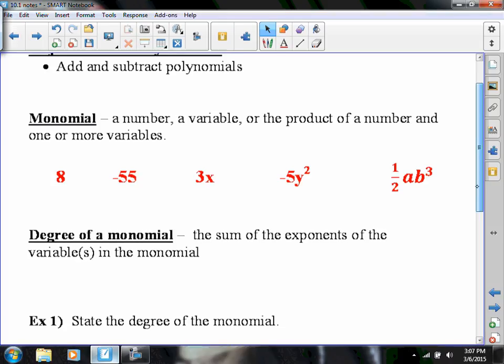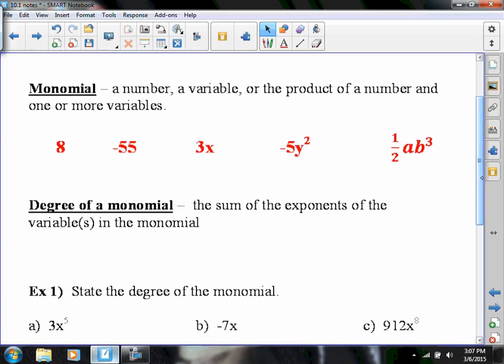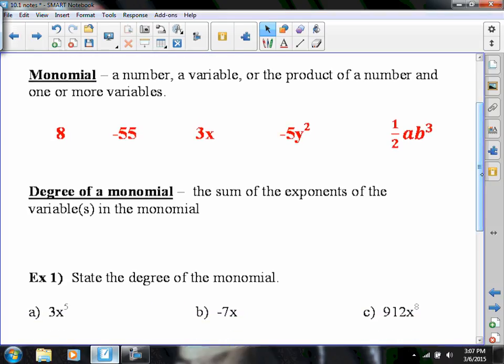And we have to talk about the different kinds of polynomials there are, starting with a monomial. A monomial is a number or a variable, or it could be the product of a number and a variable, or a number and several variables. So basically it's one term. So here we have 8.